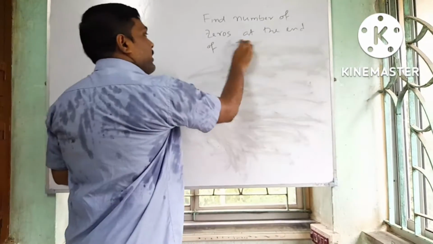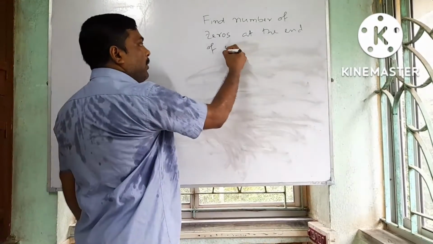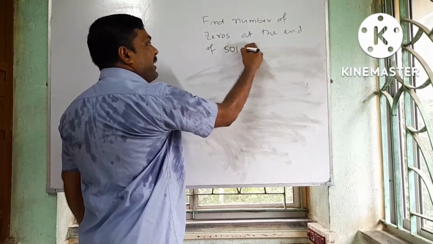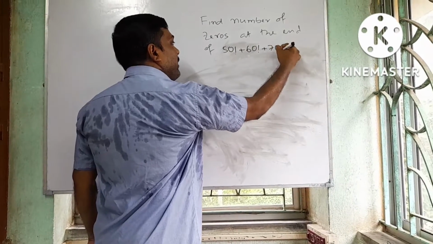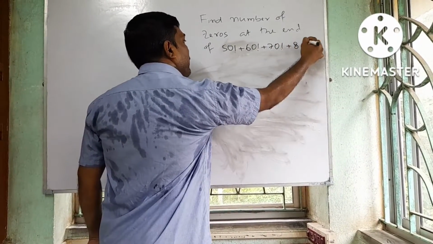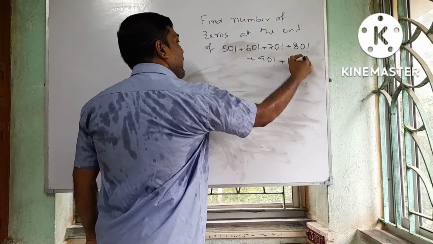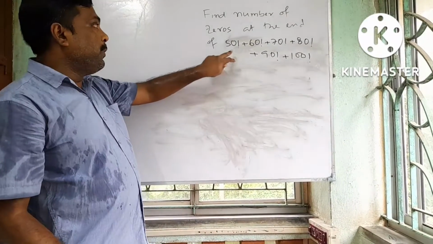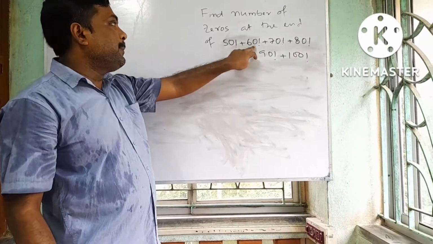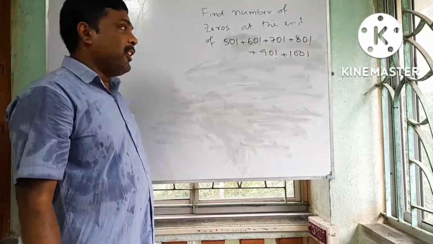Okay, next question. Find the number of zeros at the end of 50 factorial plus 60 factorial plus 70 factorial plus 80 factorial plus 90 factorial plus 100 factorial.